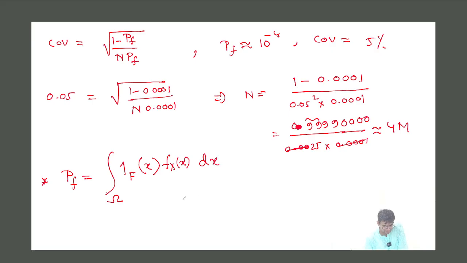Can I write it in this form? I(x) f_X(x), I divide it by another density.